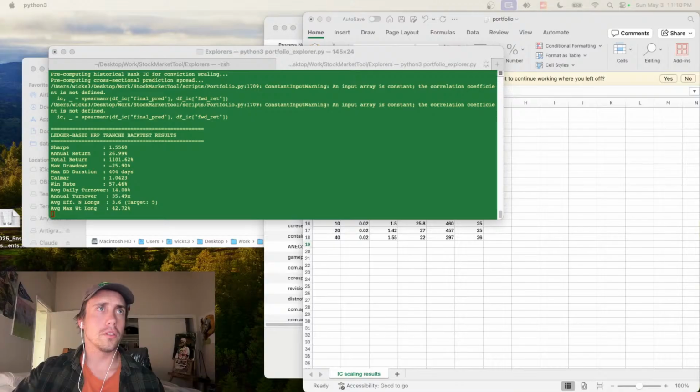Okay, here are those results. So back to a higher drawdown duration. Back to a higher max drawdown. Sharpe ratio is about the same.